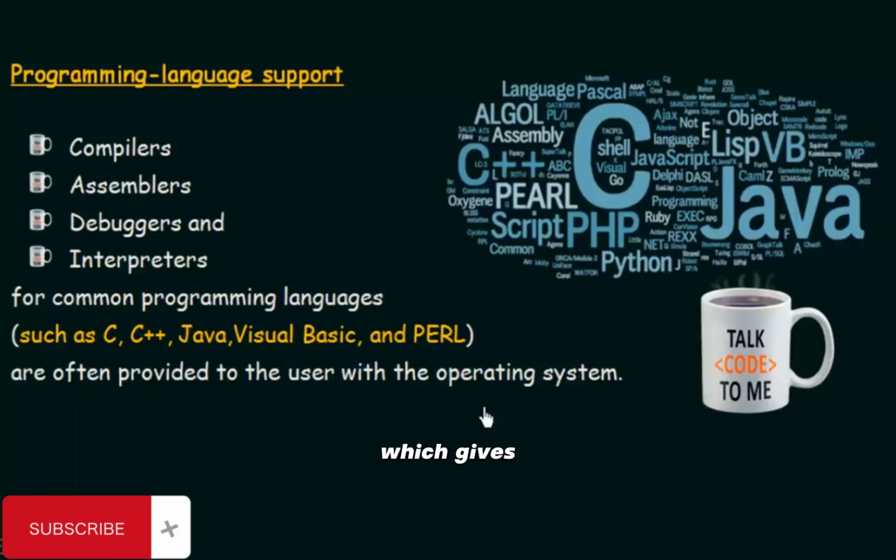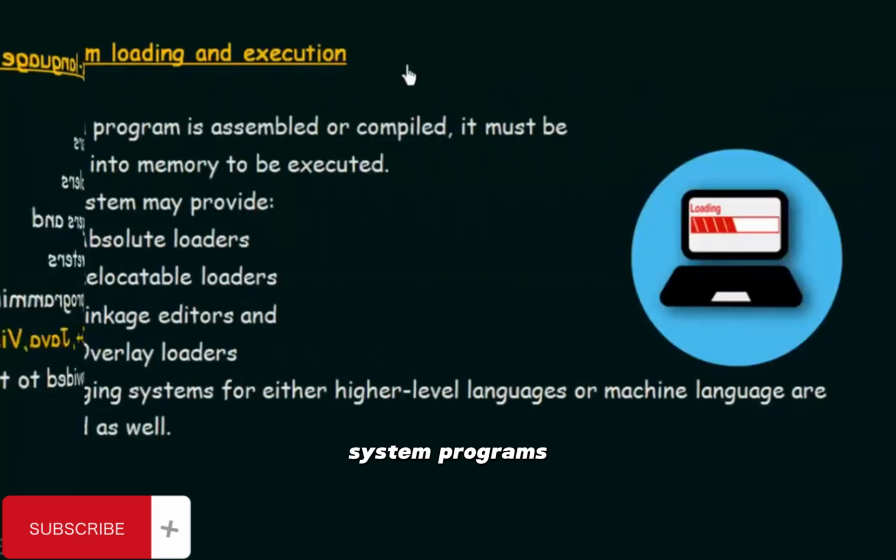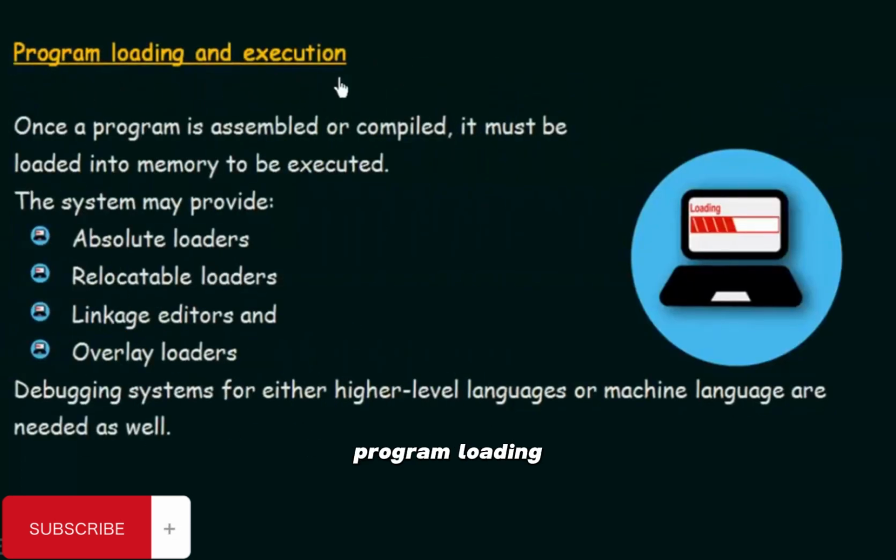So the programs which give you the support for these programming languages fall under this category of programming language support system programs. Now the next one is program loading and execution. In the previous point, we saw that our programs were compiled and assembled using those system programs which fall under the programming language support category.